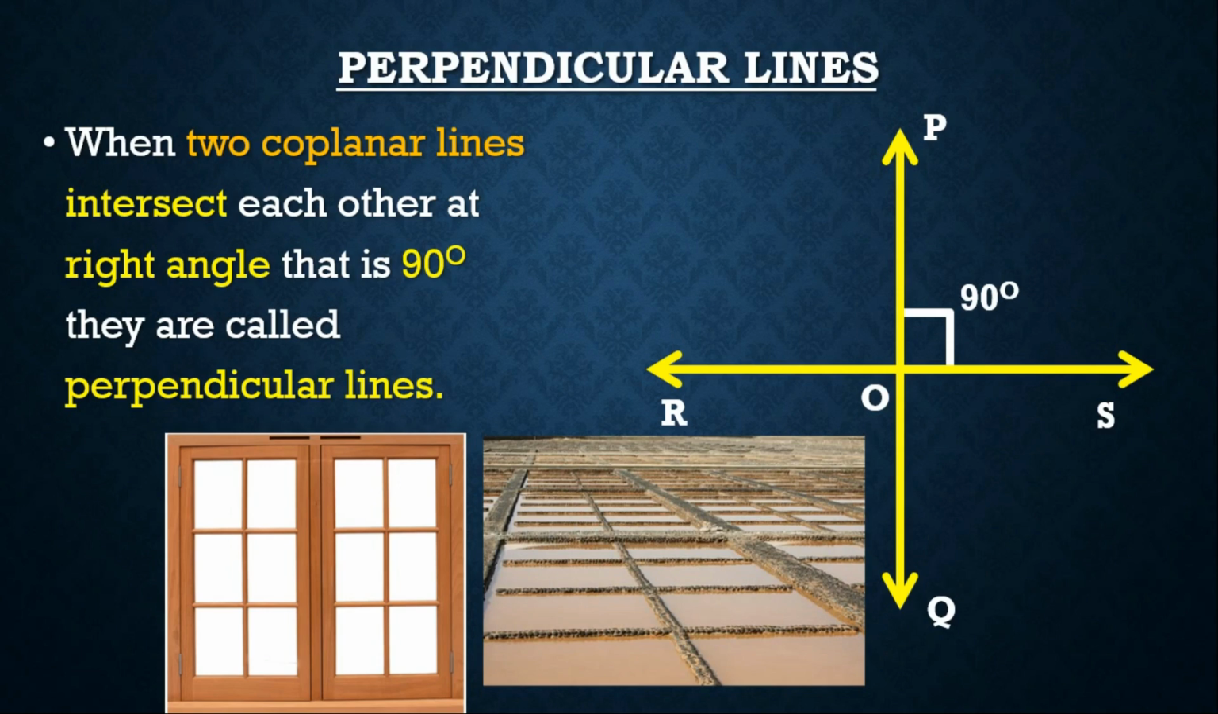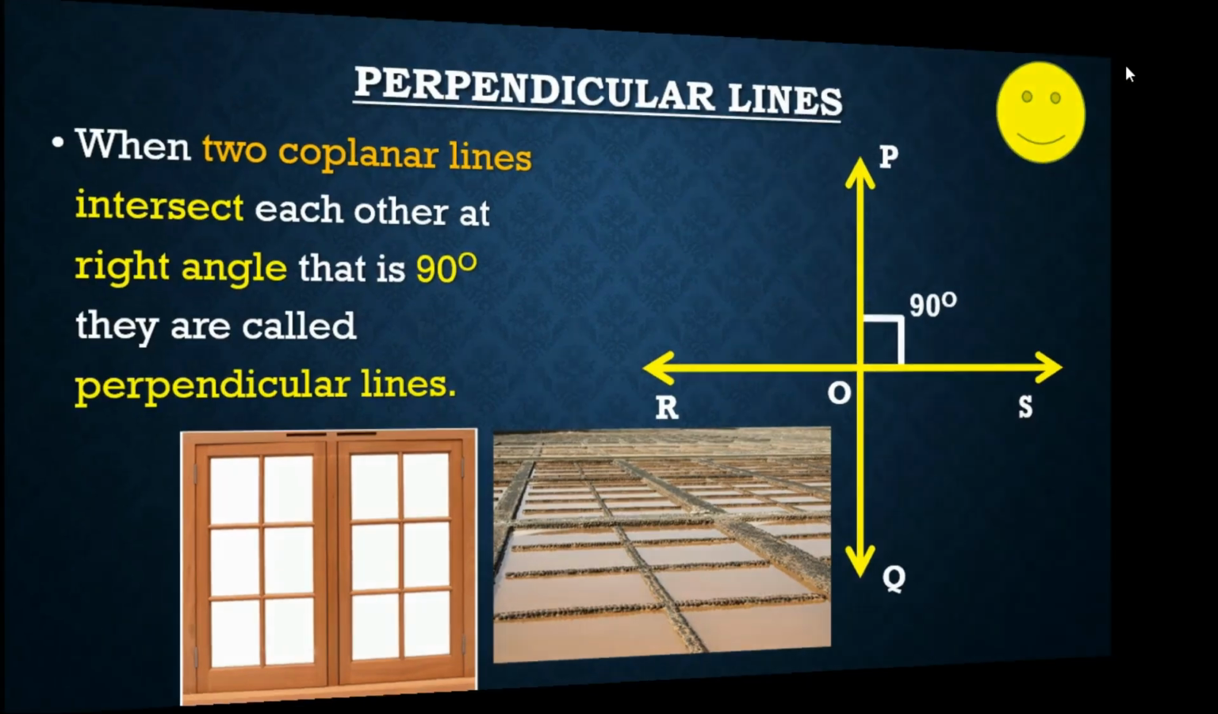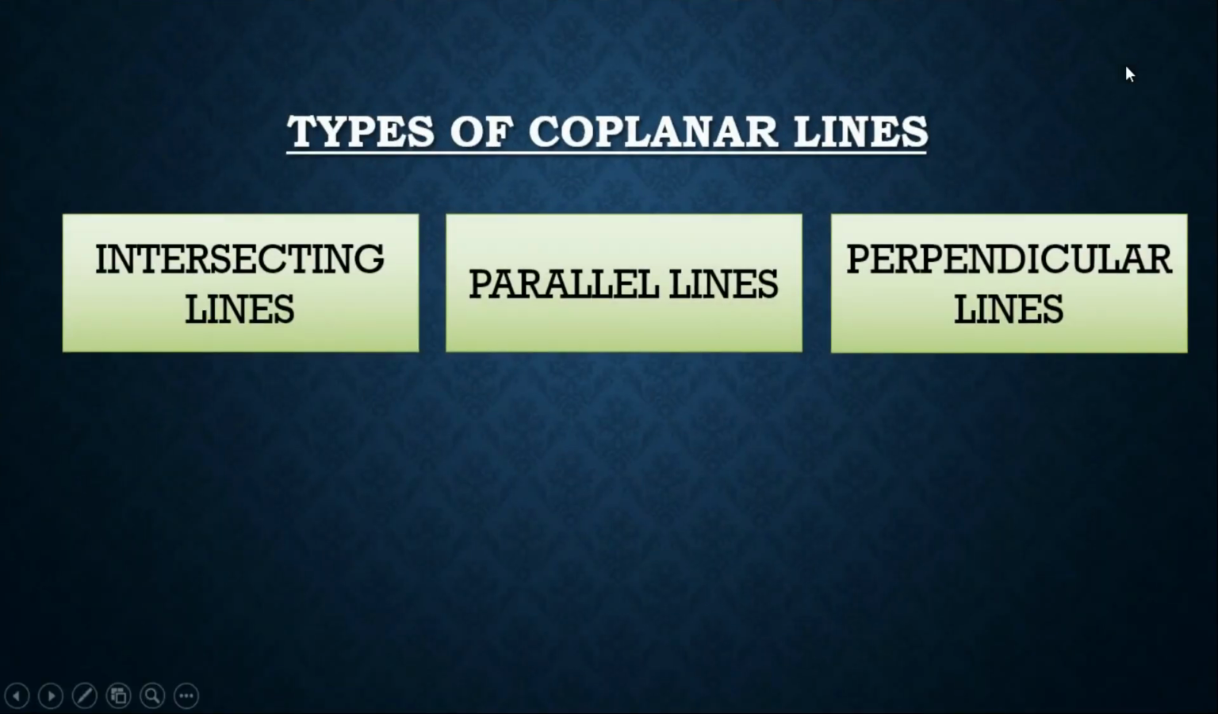In the fields, we have seen that the farmers are making mud lines like this, and these mud lines are perpendicular lines. This is the first straight line, this is the second straight line. If we take a protractor and measure the angle between them, then the angle will be 90 degrees, and hence these two lines are called perpendicular lines. I hope you got the concept of perpendicular lines.